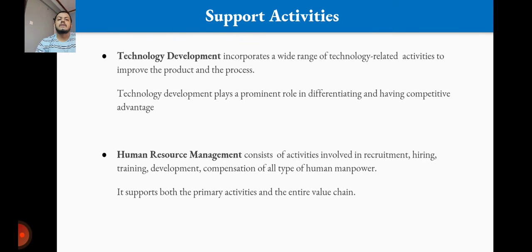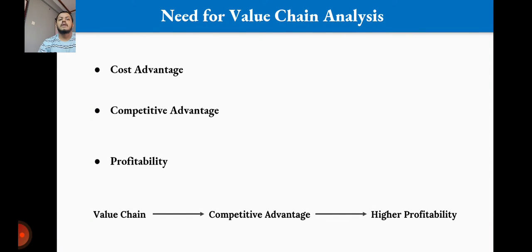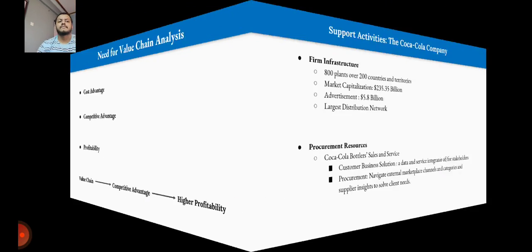Technology development incorporates a wide range of technology-related activities to improve the product and the processes. It plays a prominent role in differentiating and gaining a competitive advantage. Human resources management consists of activities involving recruitment, hiring, training, development, and compensation of all types of manpower. It supports both the primary activities and the entire value chain. The needs for value chain analysis are cost advantage, competitive advantage, and profitability. A value chain leads to competitive advantage, and competitive advantage leads to high profitability.